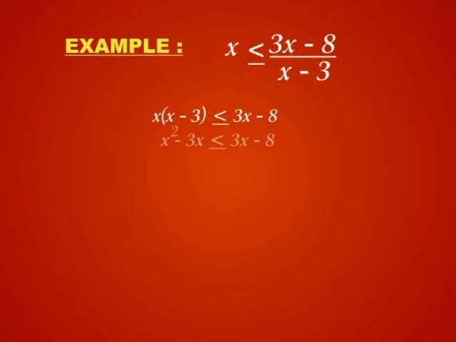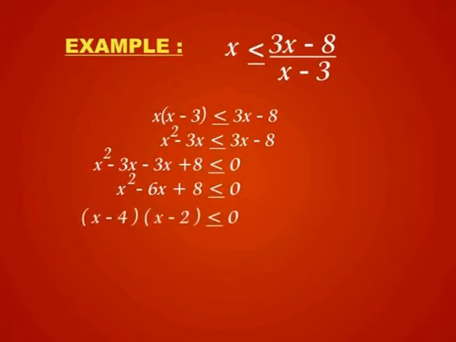That will give us x squared minus 3x is less than or equals to 3x minus 8, which would yield x squared minus 3x plus 8 is less than or equals to 0, giving us x squared minus 6x plus 8 is less than or equals to 0, and that can be factorized into (x minus 4) times (x minus 2) is less than or equals to 0. Stop at this point.